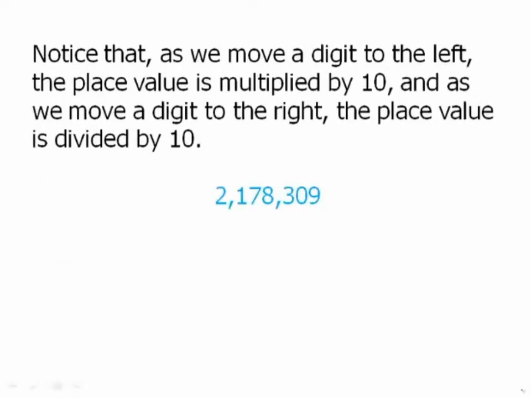Notice that as we move a digit to the left, the place value is multiplied by 10, and as we move a digit to the right, the place value is divided by 10. So for example, look at that 8 in the middle. That 8 is in the thousandth place. If we move to the left one step, the 7 is in the 10,000th place. So when we move from the 8 to the 7, the place value gets multiplied by 10. Similarly, if we move to the right, from the 8 to the 3, the 8 is in the thousandth place, the 3 is in the hundredth place, and so the place value gets divided by 10.